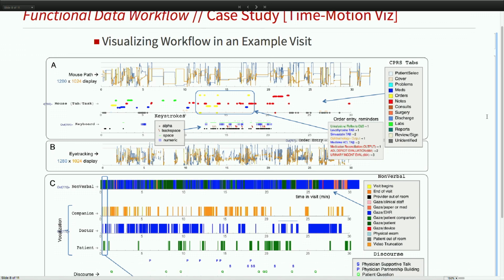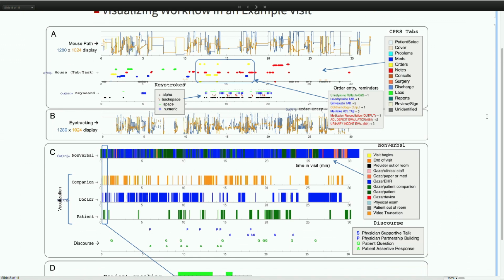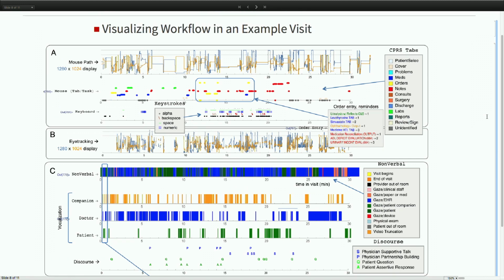Okay, so here's the actual meat. Here's a figure that we published in the Journal of Biomedical Informatics. This is what we actually collected. This is an example from one visit, and this is the kind of data that we collected.